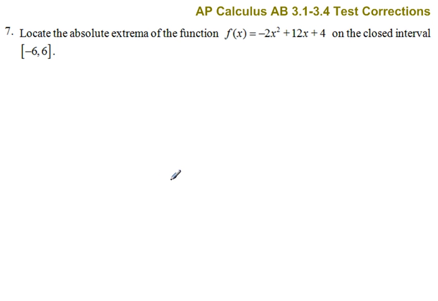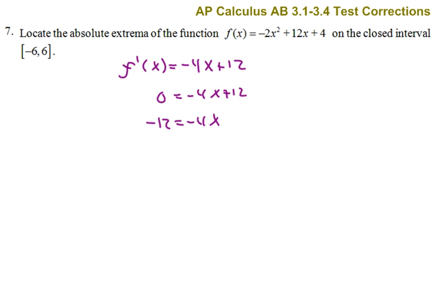We want to locate the absolute extrema, meaning what's the maximum and the minimum point of this graph right here on this closed interval. So let's find the prime: negative 4x plus 12. Can we find the zeros of that? So 0 equals negative 4x plus 12. Subtract 12 and divide by negative 4, and we get 3 right there.